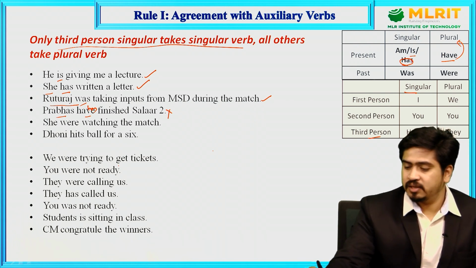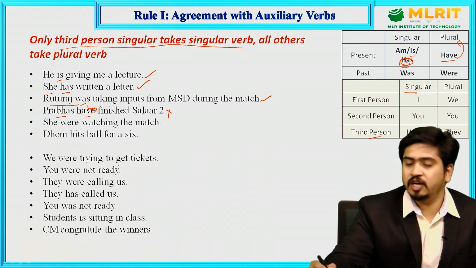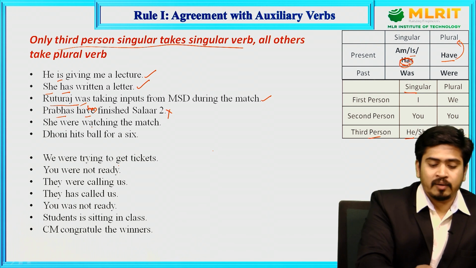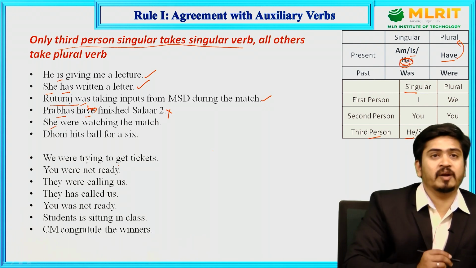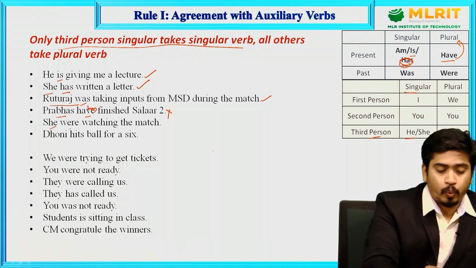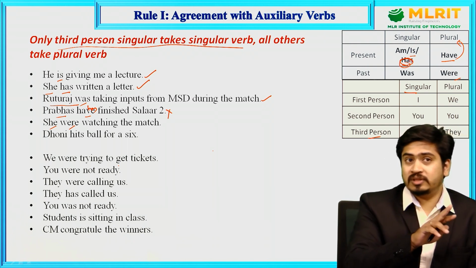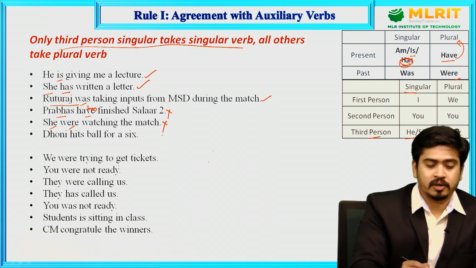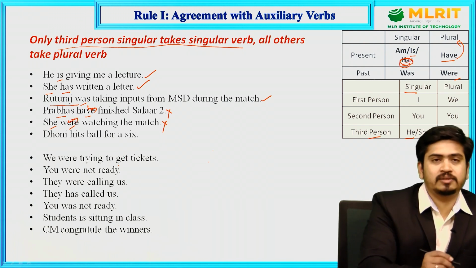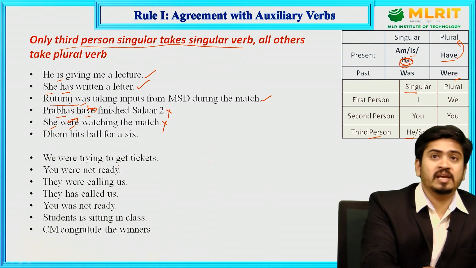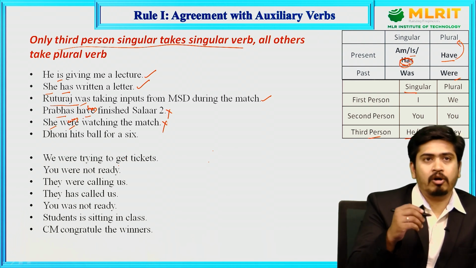Has is third person singular. Next one. She were watching the match. She is third person singular. Were is plural. So these are not in agreement. It's wrong. It should be she was. She is third person singular. Was is singular verb. Singular auxiliary verb.